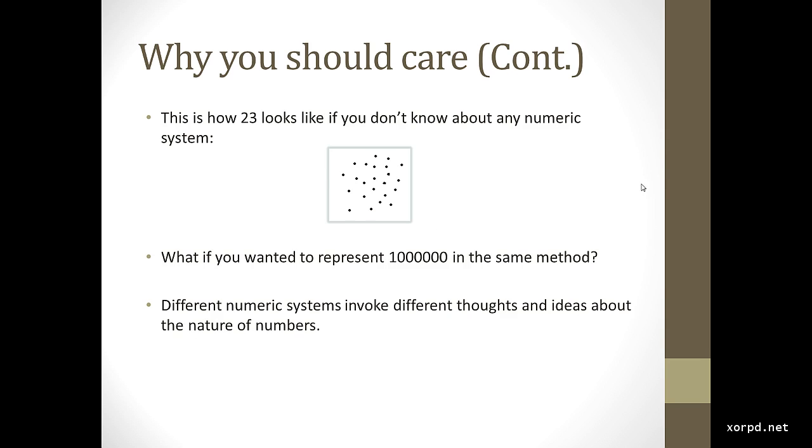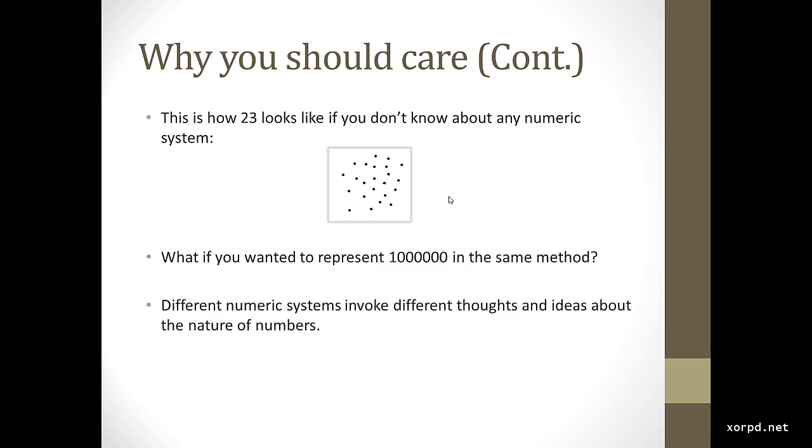For example, this is how 23 looks if you don't know about any numeric system. We can just see 23 objects. Imagine that you could only represent numbers in this way, by painting lots of points on a paper. This would be very unfortunate. What would happen if you wanted to represent 1 million in the same method? It would be pretty hard to do.